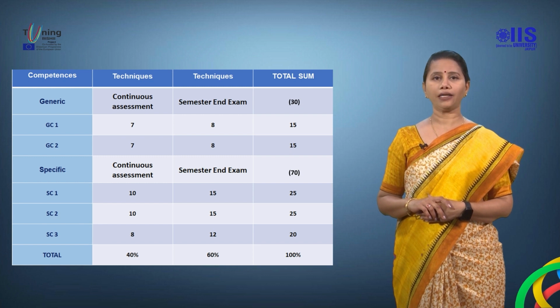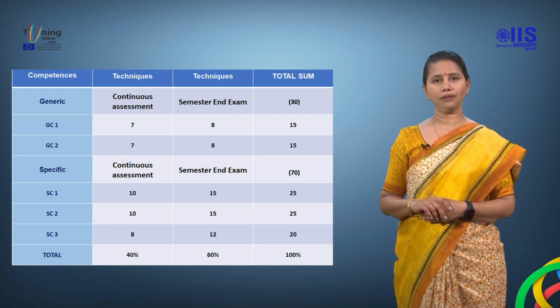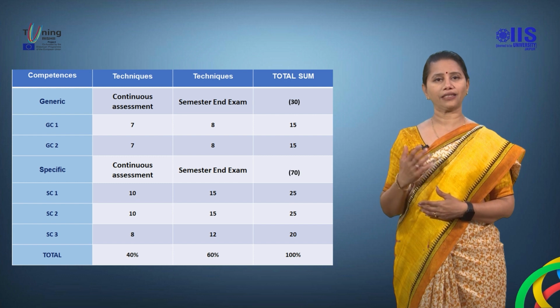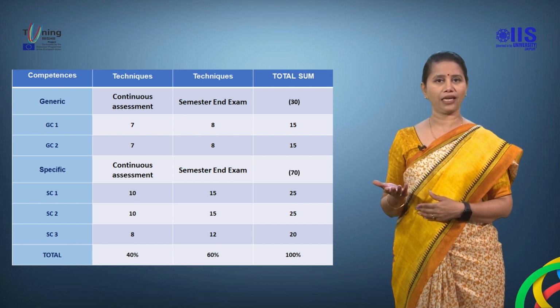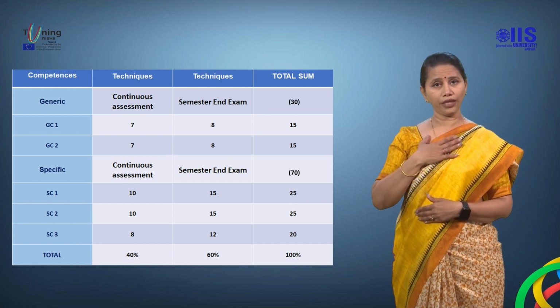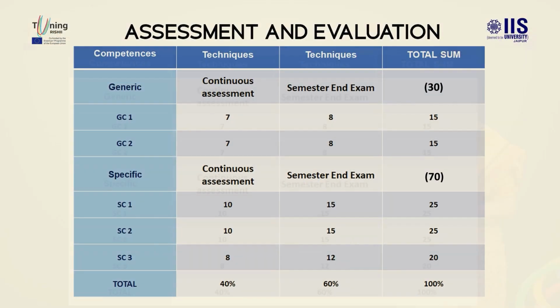The third component of the SLG includes the assessment and evaluation system. Though our university norms are 30% for continuous assessment and 70% for semester end examinations, we have proposed 40% for continuous assessment and 60% for semester end exams, as this paper is practical in nature and the focus is on learning by doing.